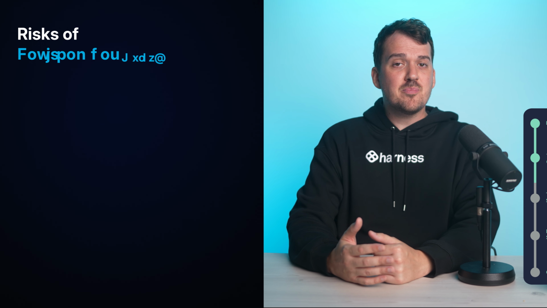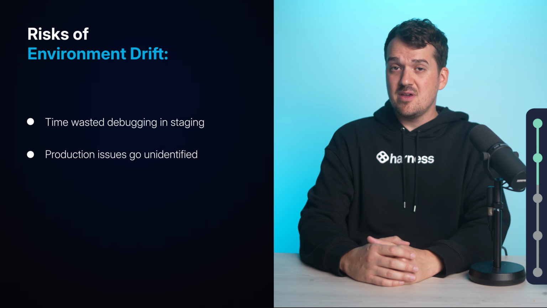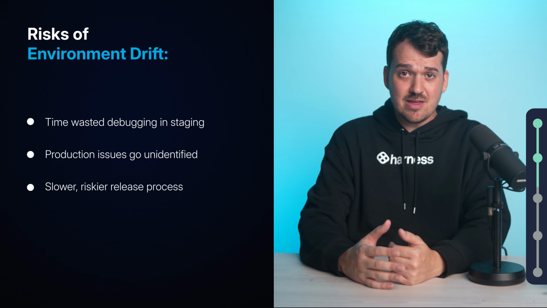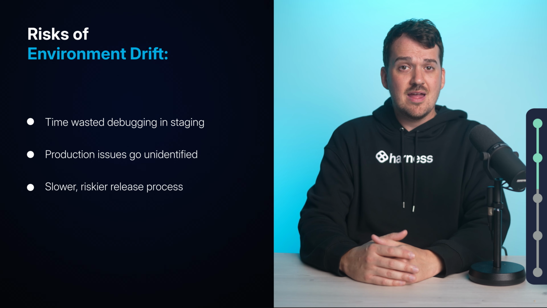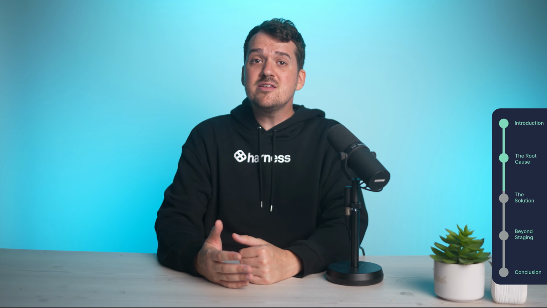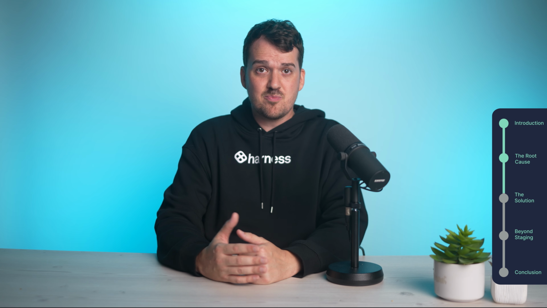The more testing and production environments drift apart, the less reliable testing becomes. Eventually, teams stop trusting their testing environments entirely because the results don't translate to real-world scenarios. This leads to wasted time debugging in staging, unidentified production issues, and a slower, riskier release process.